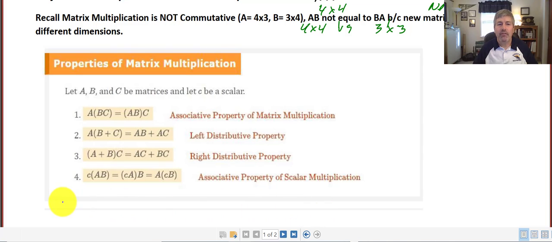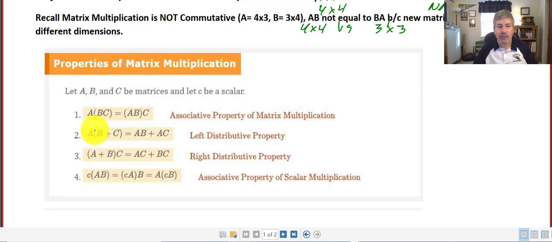We've got some properties of matrix multiplication here. This may be helpful. Our uppercase A, B, and C are our matrices, and lowercase c is our scalar. And we can run through these properties. Multiplication is associative. That does work. We can multiply B times C first and then multiply by A. That's the same as multiplying A times B first and then multiplying the result by C.